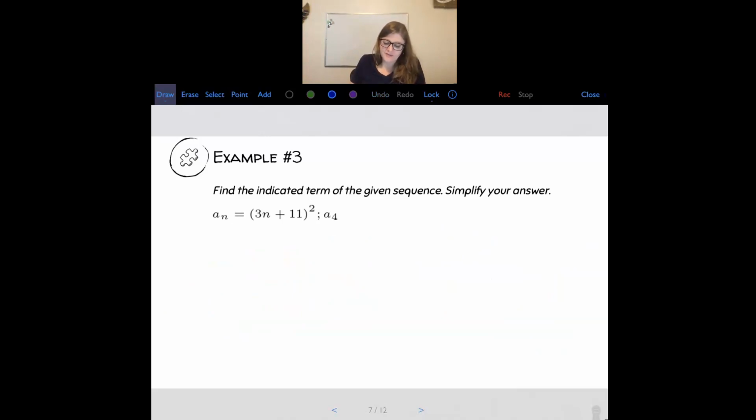Next, find the indicated term of the sequence, simplify your answer. So we're given that a sub n is equal to the quantity 3n plus 11 squared.